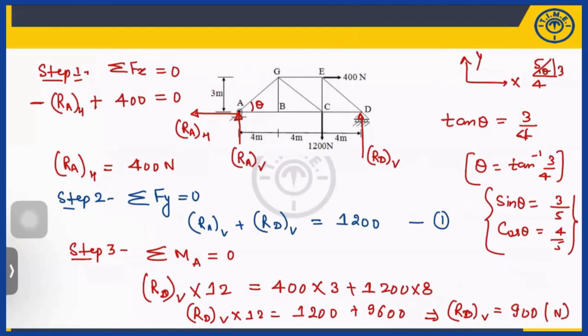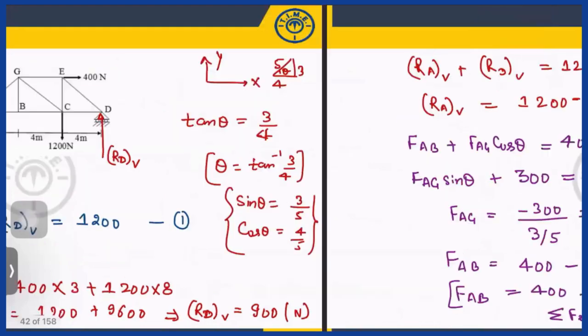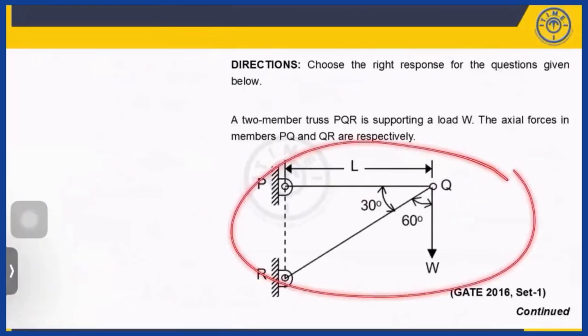That means in every method of joint, you have to calculate the reaction first. Then after that, you have to move from joint to joint. For example, if you consider this joint, these two forces you can calculate. Then if you consider this joint, the other forces also you can calculate. Okay, so one more problem is there. Even if you have missed, just be with me in this question.